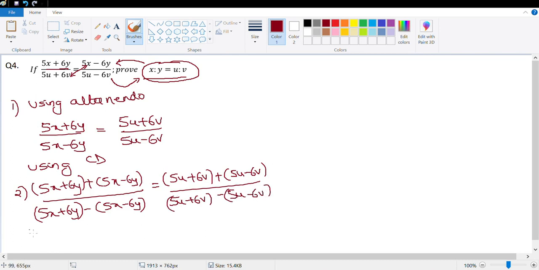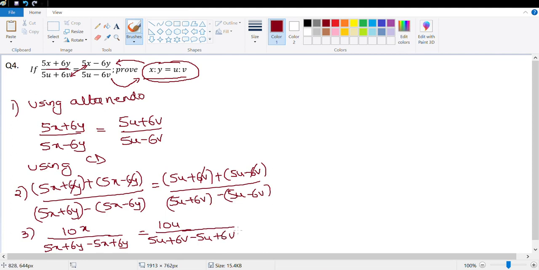Let's open the bracket. When I open the bracket, I get 6y and 6y gets cancelled. So this is 10x. In the denominator, I have 5x plus 6y minus 5x plus 6y. Similarly, this 6v and 6v gets cancelled and we have 10u upon 5u plus 6v minus 5u plus 6v. Perfect. Let's see if this helps us. Okay, let's see what we are left with.